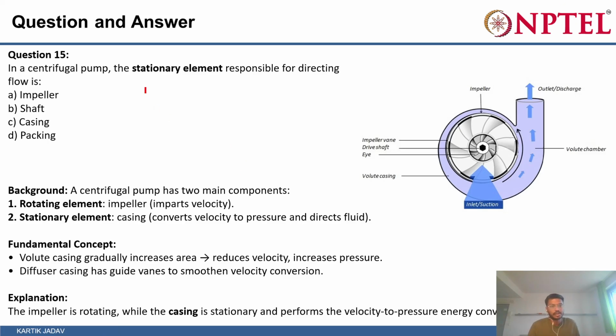Next question. In a centrifugal pump, a stationary element responsible for directing fluids. So this is a centrifugal pump, and centrifugal pump has two main components. One is impeller, and one is a casing. Impeller is generally the rotating part, while casing is a stationary part. As you can see, the area of this casing is increasing as it's moving towards outlet. So it is generally used to convert velocity head into the pressure head, right?